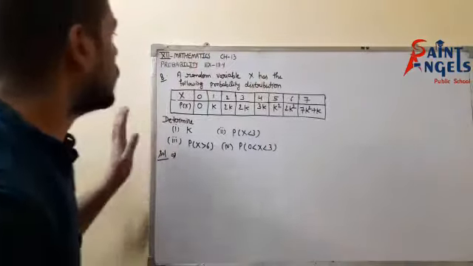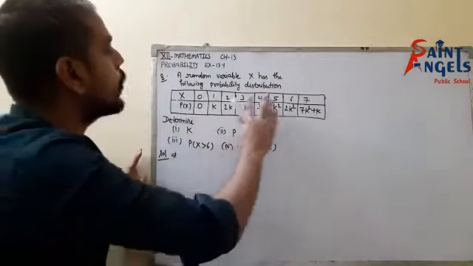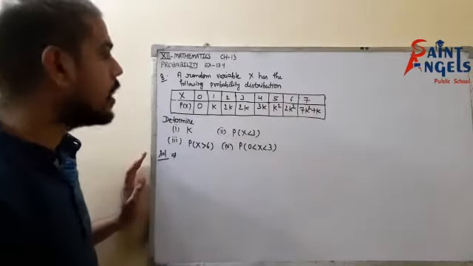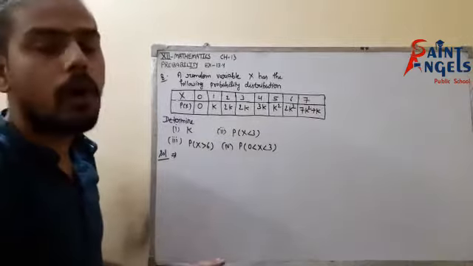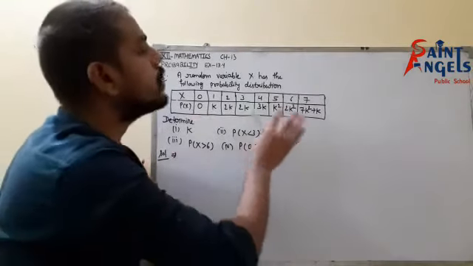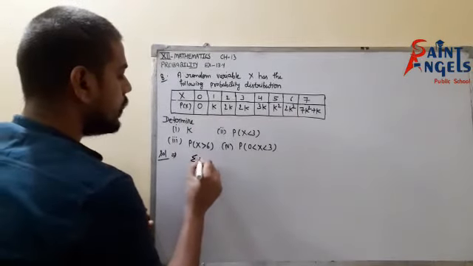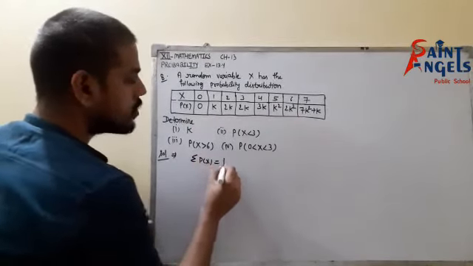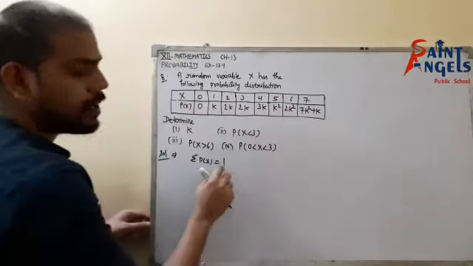Now look at question number 8 of exercise 13.4. In this question we are given a probability distribution of a random variable x. We have to find the value of k and all these probabilities. We all know that when we have a probability distribution, the sum of all the probabilities will always equal 1. So summation px is equal to 1. It means the sum of all these probabilities will equal 1.